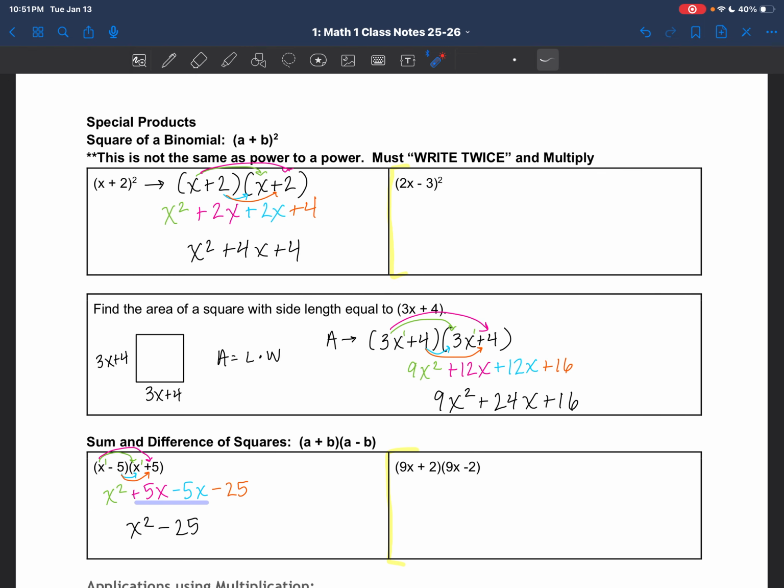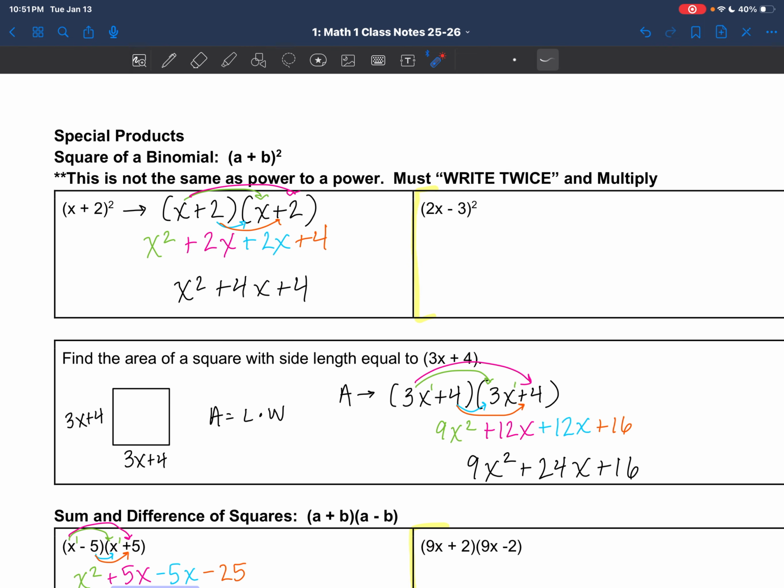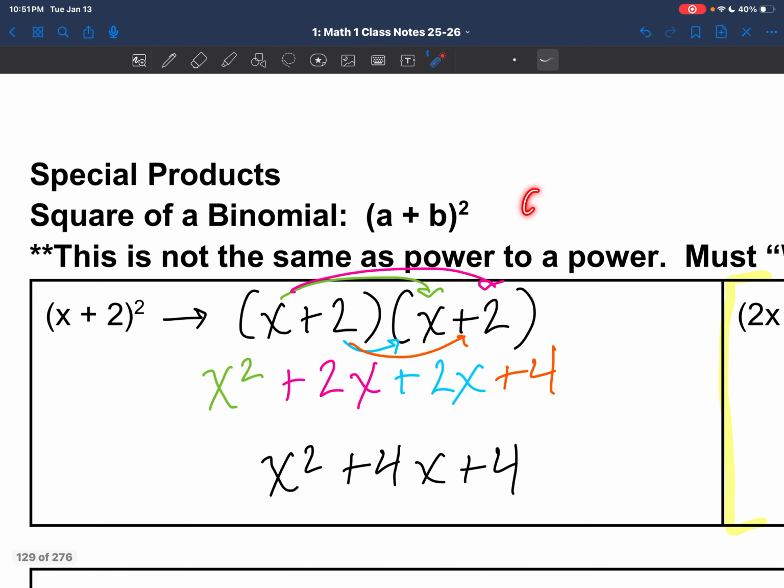All right, now sometimes it's not going to be written like how it was before. It's called a square of a binomial. When you square it, that means you take it to the second power. So you cannot do a squared plus b squared. Those are not the same, because you have this plus sign. So it's not a power to a power.